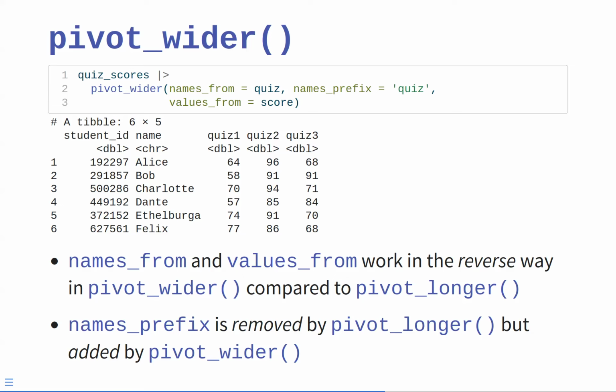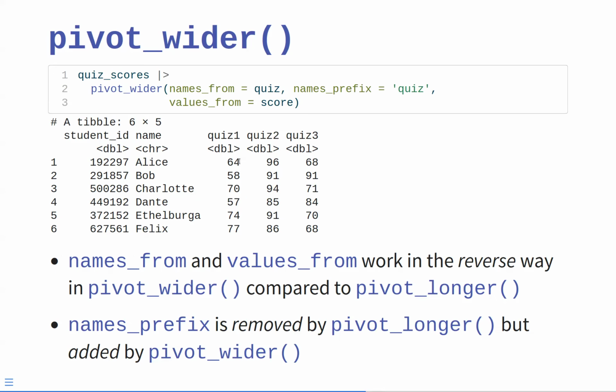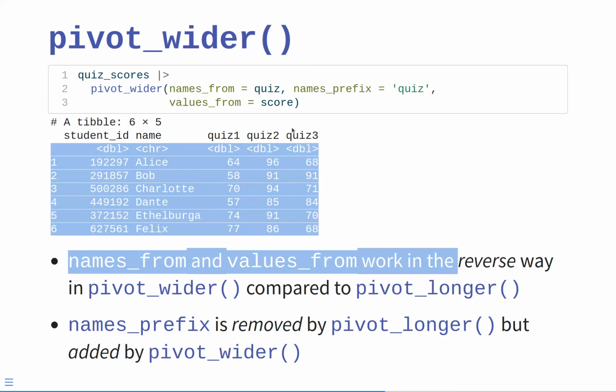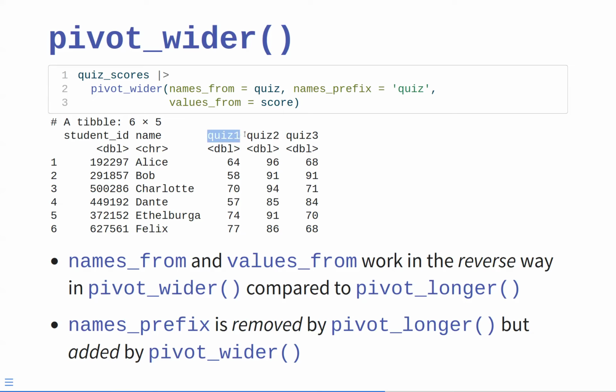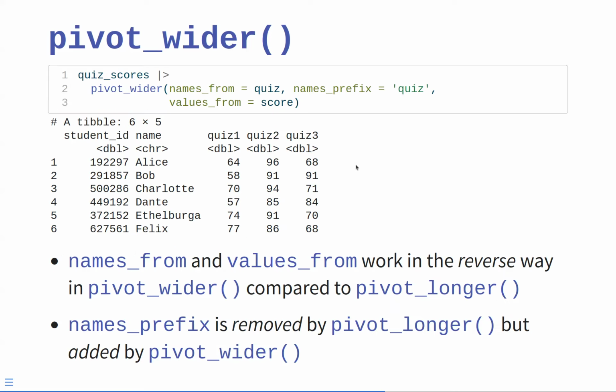Because remember, we're going to be going from this long form data set, which has a column quiz, 1, 2, 3, to this wide form data set. So we need to know where to get the names for the column headings here. And the answer is we're going to get the names from this column quiz in the long form data set. Then where are we going to get the values from to construct these columns? Well, we're going to get them from the column score in the long form data set.